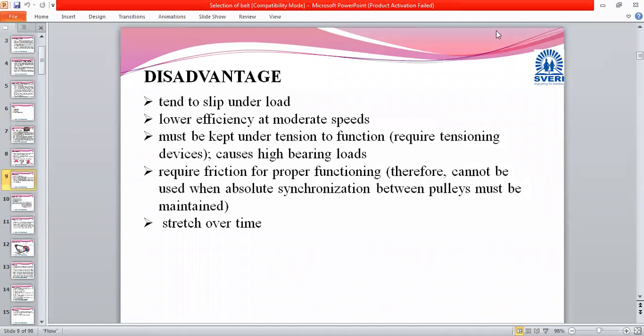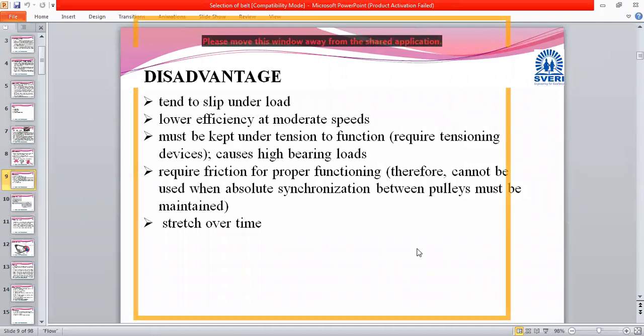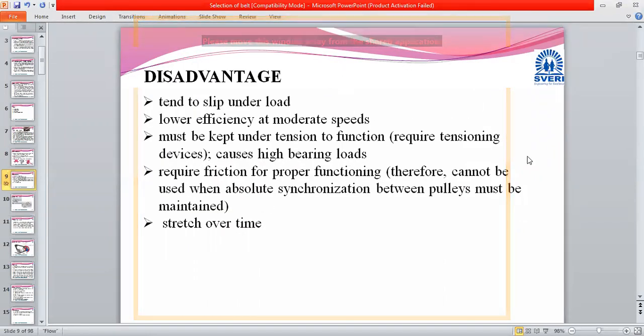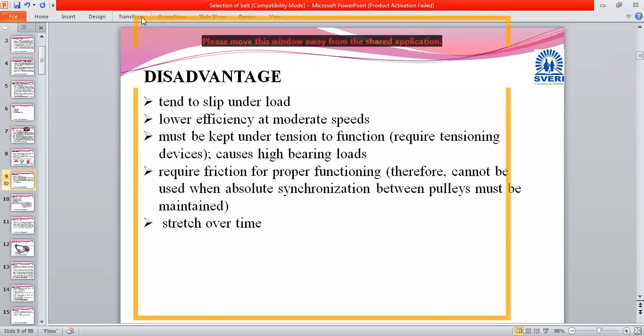Yesterday what we have seen is the type of belts. In that type of belt we have seen different types, and later on we have seen how you are going to have the different type of belts. Am I right? Now here we are going to see the disadvantages, because already we have seen the advantages of flat belt. Now we are going to see the disadvantages of these flat belts.